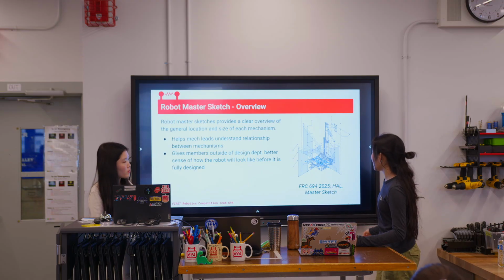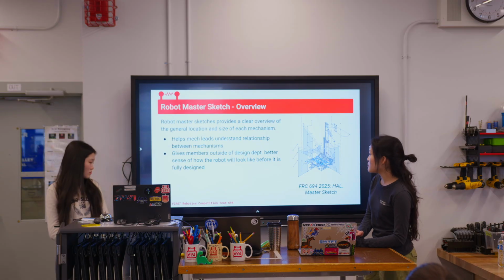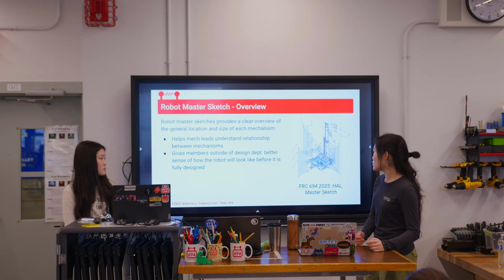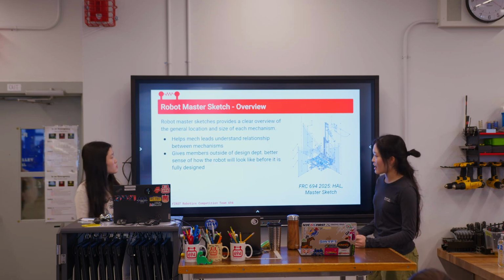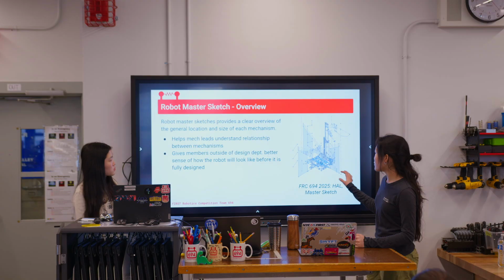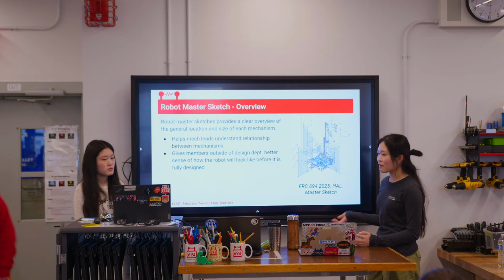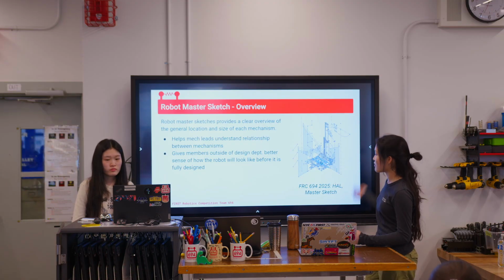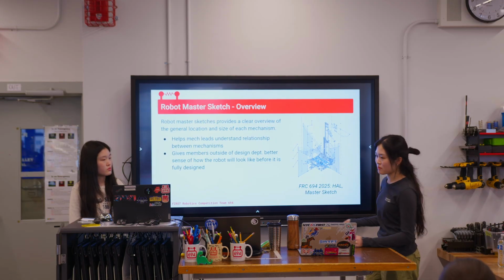The reason we started this during the 2025 season is because we first saw it through team Mechanical Advantage. We thought this was highly efficient and very useful for the entire team, not only for design. For the design department, it helps mech leads understand the relationship between mechanisms. For instance, you're not going to only have a drivetrain on your robot. Especially in 2025, you have elevators, you have end effectors, and it helps mech leads understand the relationship between the different mechanisms.